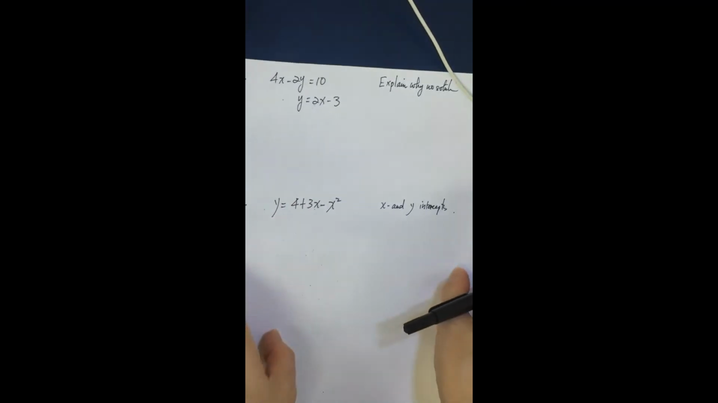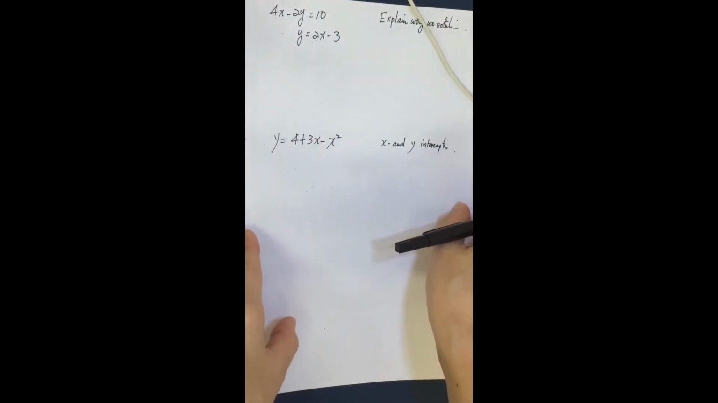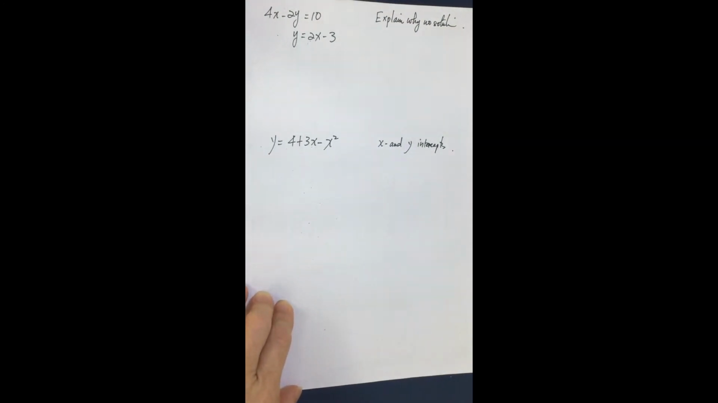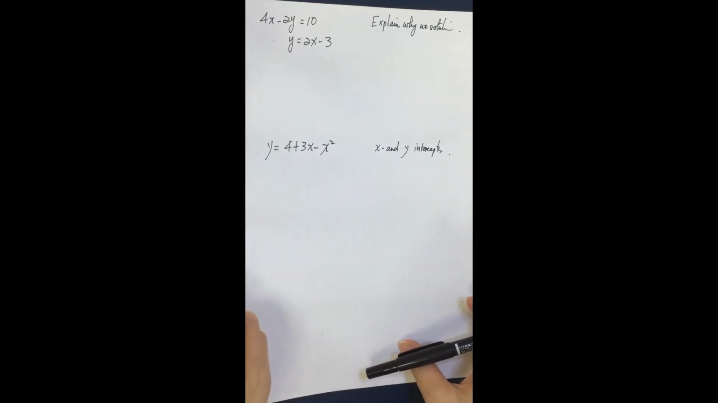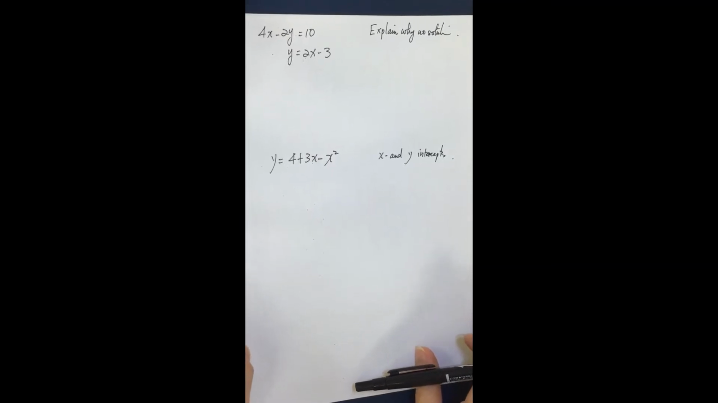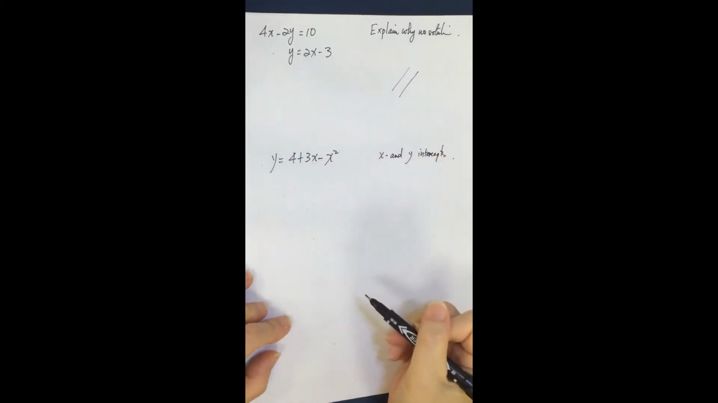Okay, question 4. For this question, you are asked to explain why there is no solution for this pair of simultaneous equations. So how do we explain that there's no solution? The only way that it has no solution is when the two lines are parallel.